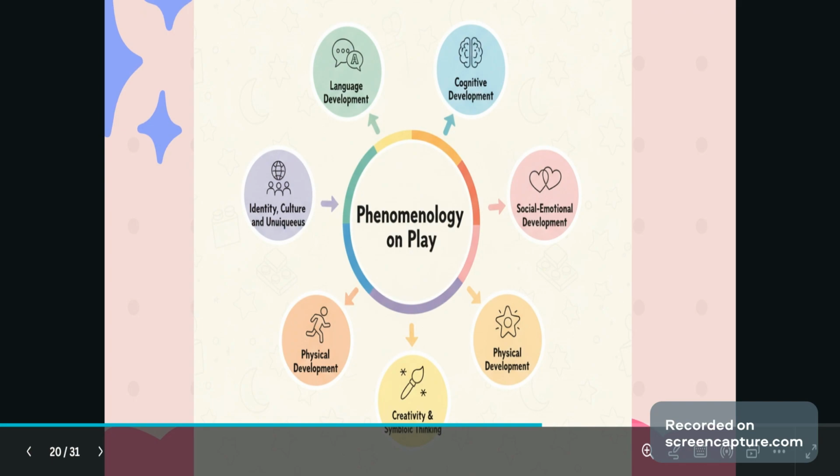Okay? Next is physical development. Phenomenology allows teachers to see how play activities strengthen the body as well as the mind. So, through careful observation, teachers recognize that climbing, running, balancing, or manipulating objects during play are not just bursts of energy, but important exercises in developing gross and fine motor skills.